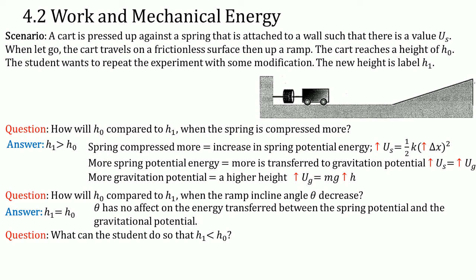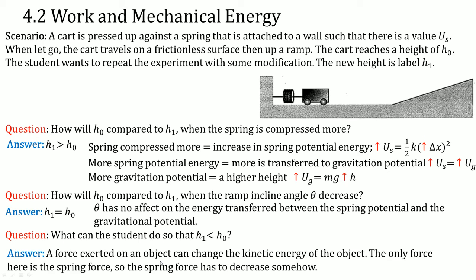That means the final height is actually lower than the initial height. Well, the only way to achieve this is to look at the force. Please note that a force exerted on an object can change the kinetic energy of the object. The only force here is actually that spring force. So the spring force has to decrease somehow. Once the spring force decreases, then your new height can be less than your original height.